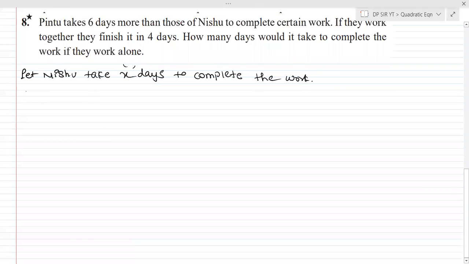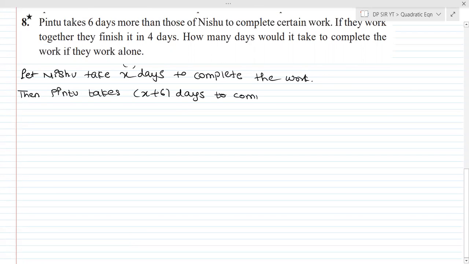Let Nishu take x days to complete the work. Please write with me. Therefore, Pintu takes x plus 6 days to complete the same work. Never leave your statement incomplete.